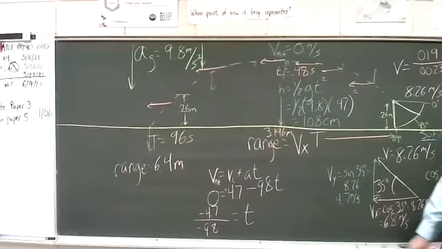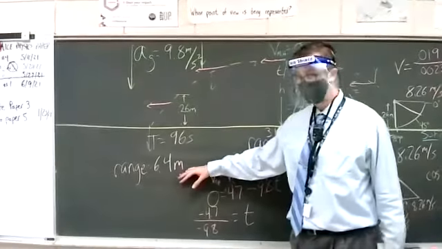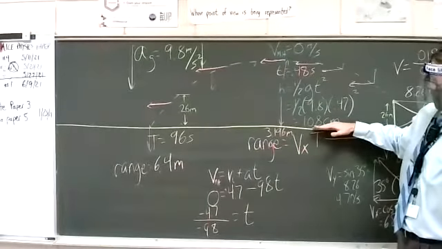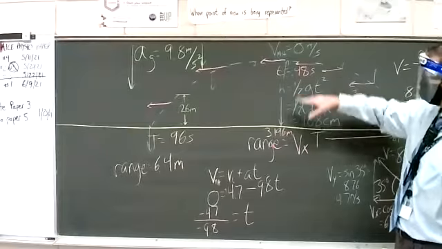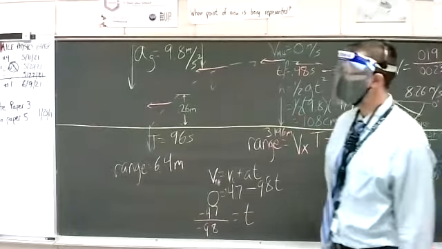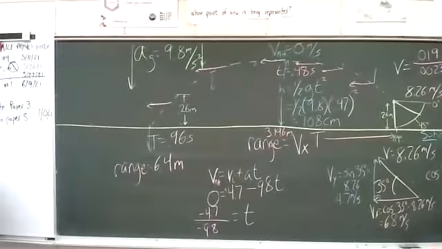So we have predictions. It should land 6.4 meters away, and it should be 108 or 1.08 meters tall, 3.2 thereabouts meters downrange. And so now let's go ahead and test our predictions.